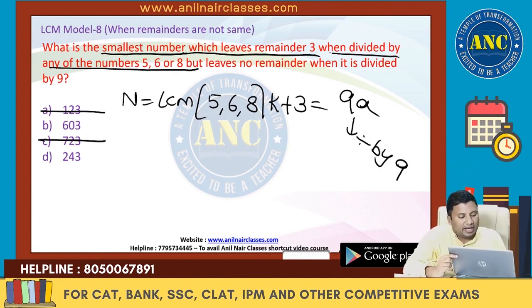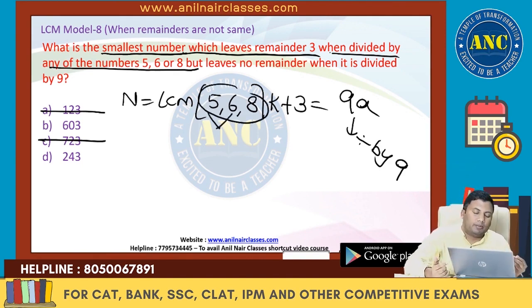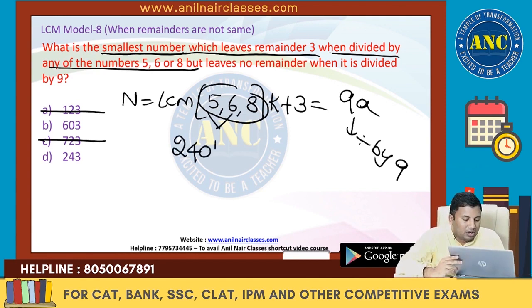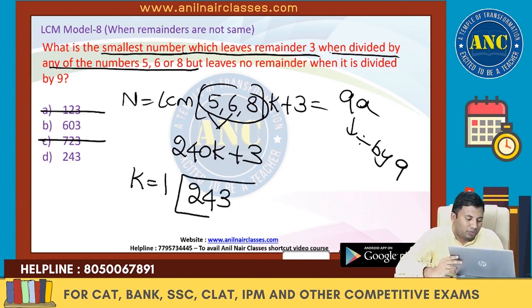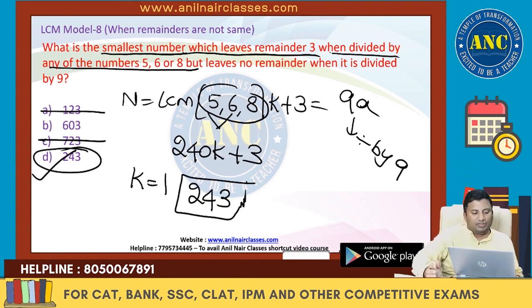LCM of 5, 6 or 8, into k plus 3. Now if you see here, 5 and 6 are consecutive numbers. Consecutive numbers' LCM is their product. 30 times 8 is 240. 240k plus 3. K value is 1. So the answer for this question is 243.